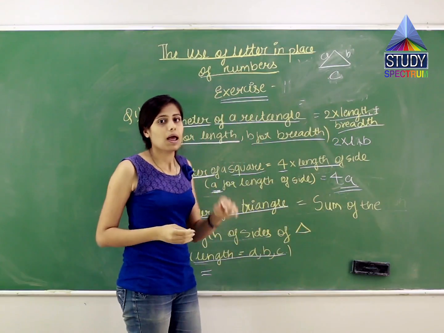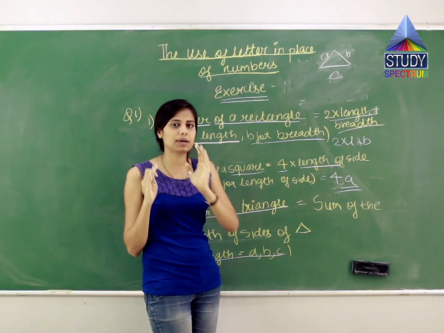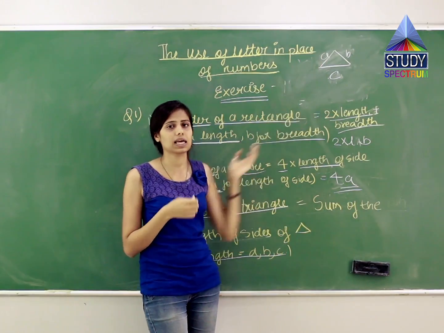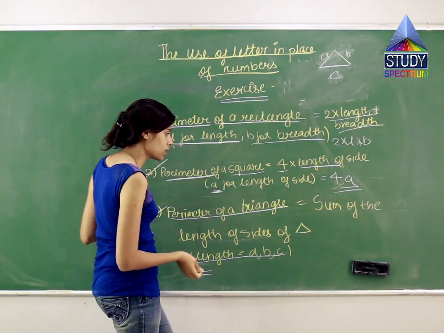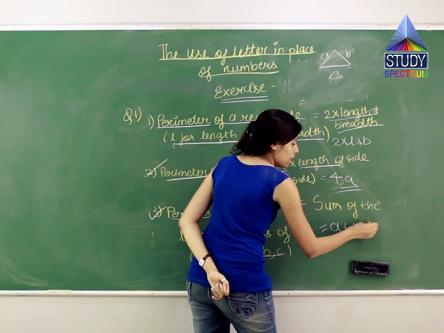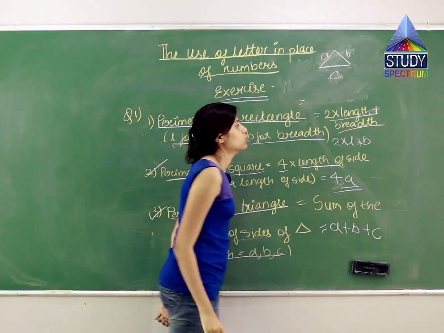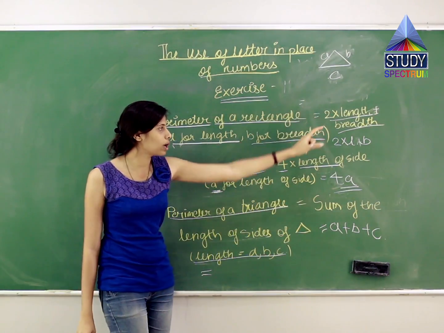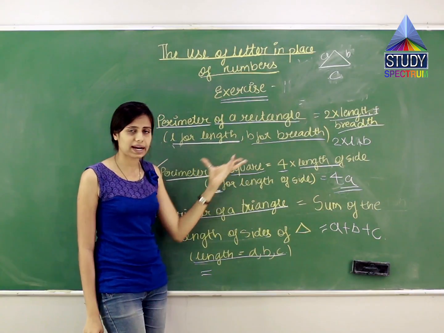What is the perimeter? Previously we were doing 3 plus 3 plus 4. Now in place of 3 and 4, what has come? A, B and C. So what will be the perimeter of this? It will be A plus B plus C. So they have given you the formula too. Instead, you have to replace the word with what is given in the bracket.